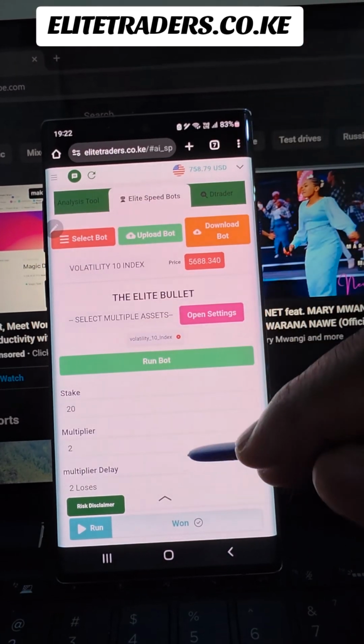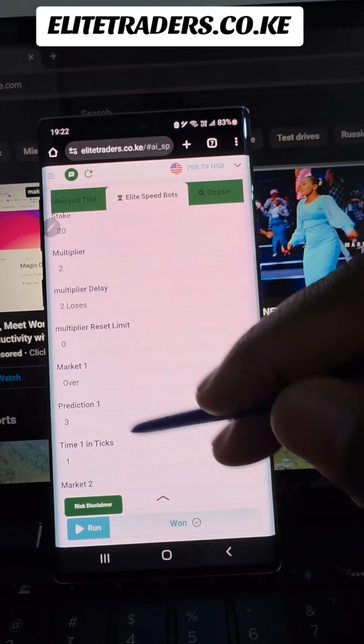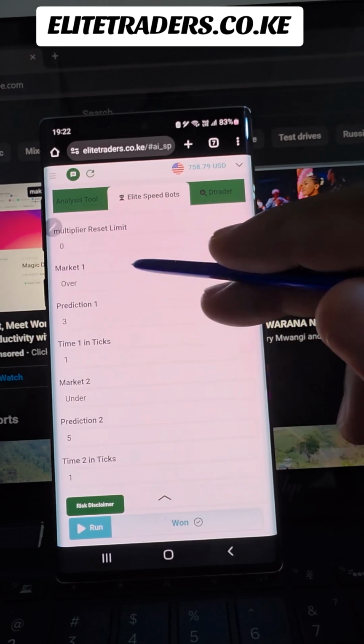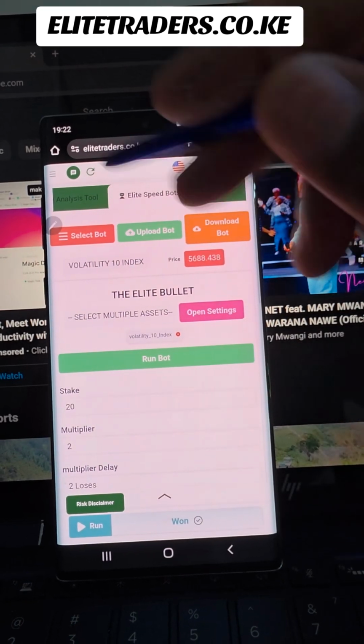The most important thing is that is the setup. Just check the multiplier delay. Then we also have it so that we lose on over 3, then recover with another market. Very simple, very easy.